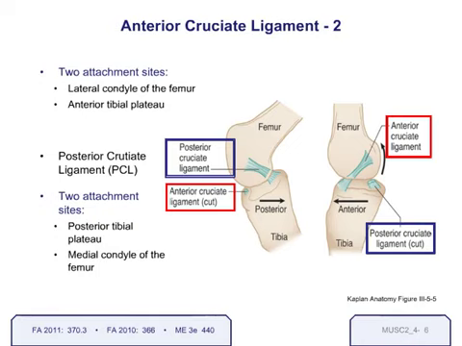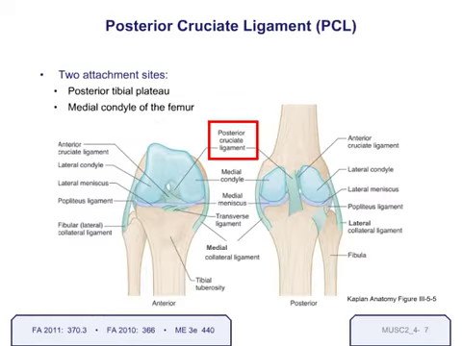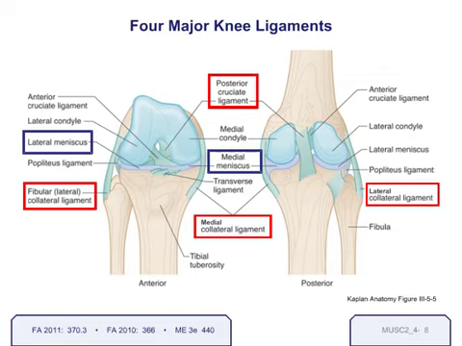And then the other one, the PCL, posterior cruciate ligament, as its name implies, is going to bind to the posterior portion of the tibial plateau. That's why it gets its name. But instead of going to the lateral condyle of the femur like the ACL did, it's actually going to go to the medial condyle of the femur. So we've got to go medial condyle of the femur to the posterior tibial plateau. That's the PCL. So far we've covered the MCL, the LCL, the ACL, and the PCL. Those are your four major ligaments of the knee.